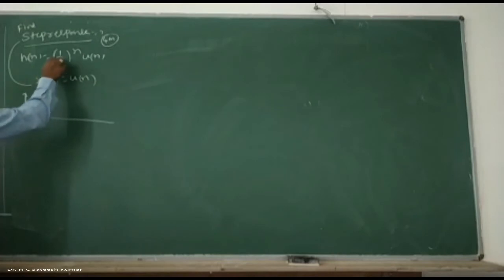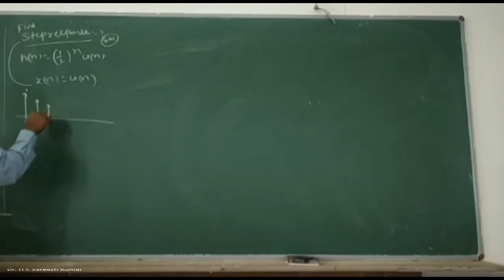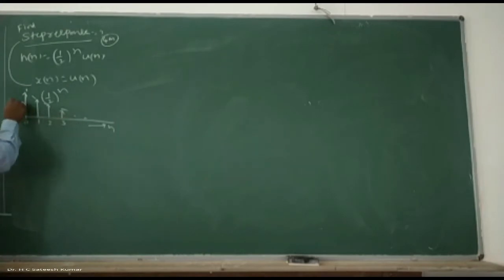Half to the power of 0 is 1. Half to the power of 1 is half. Half to the power of 2 is 1 by 4. Like this, it is decreasing. No need to write all the values. Just write the variation as half to the power of n for n equal to 0, 1, 2, 3. This is your h of n.